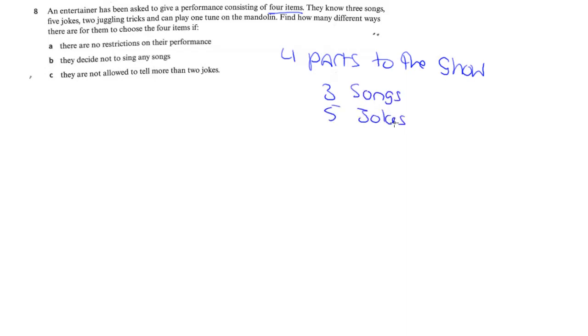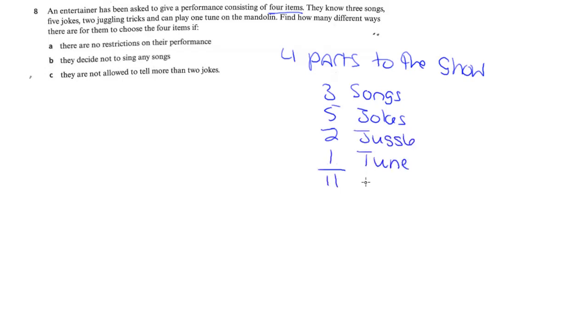In number 8, we've got an entertainer, and they've given a performance of basically 4 different parts. Now they know 3 songs, they know 5 jokes, and they know 2 juggling tricks, and they can play 1 tune. And they want us to find the different ways we can choose the 4 items.